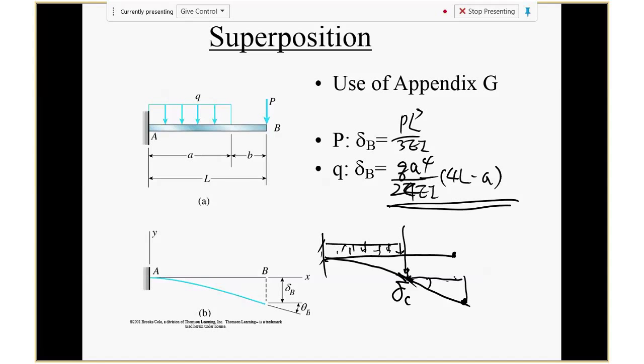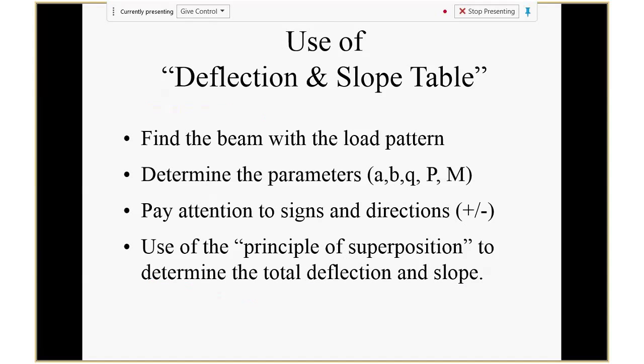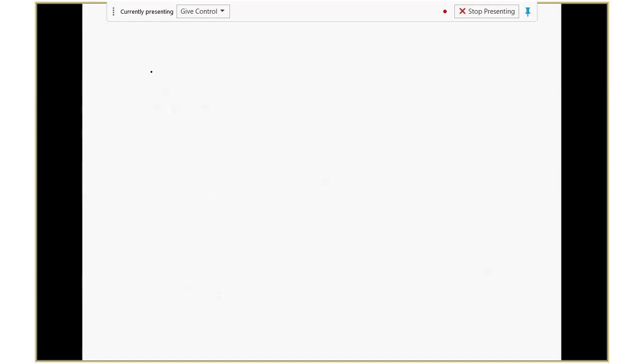Okay. So sometimes we need this trick a lot. For example, let me give you one example here. Okay, let's say we have a beam.